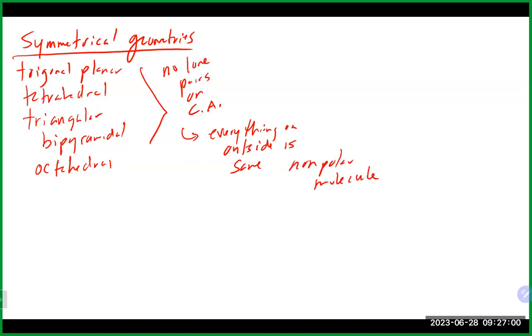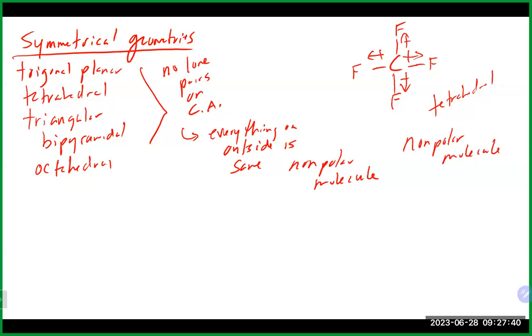So for example, if we do this, I want to draw all the electrons. So if we have something like this, there is a polar bond heading towards the fluorine, which is more electronegative. And the geometry here is tetrahedral. I do not see any dots on the central atom. Everything on the outside is the same. They basically are going to be all equal and opposites of each other. They're going to cancel each other out. And this guy would be a nonpolar molecule because of that.